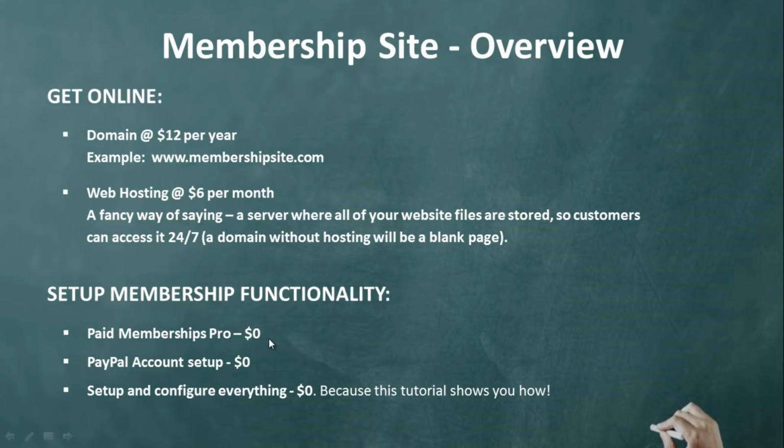We will be installing a plugin called Paid Memberships Pro, and that will cost you $0. I'll show you how to install that for free. Then we'll be setting up our PayPal account. That's another thing that doesn't cost you any money. And thirdly, I'll show you how to set up and configure everything so you can define your membership levels and then bill your customers on a one-off or a recurring basis, and the money will go straight into your PayPal account. So I'll show you how to set all of that up.